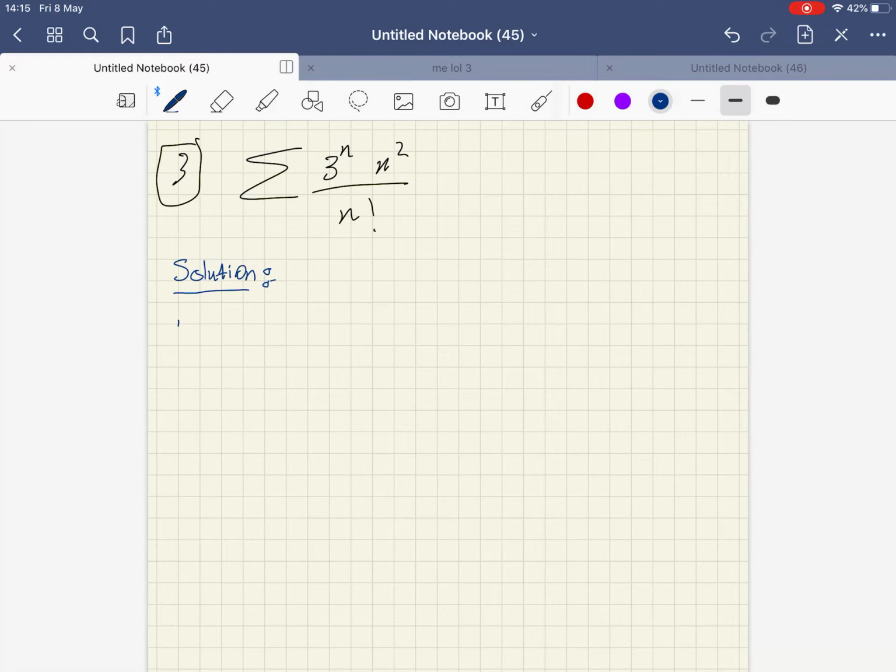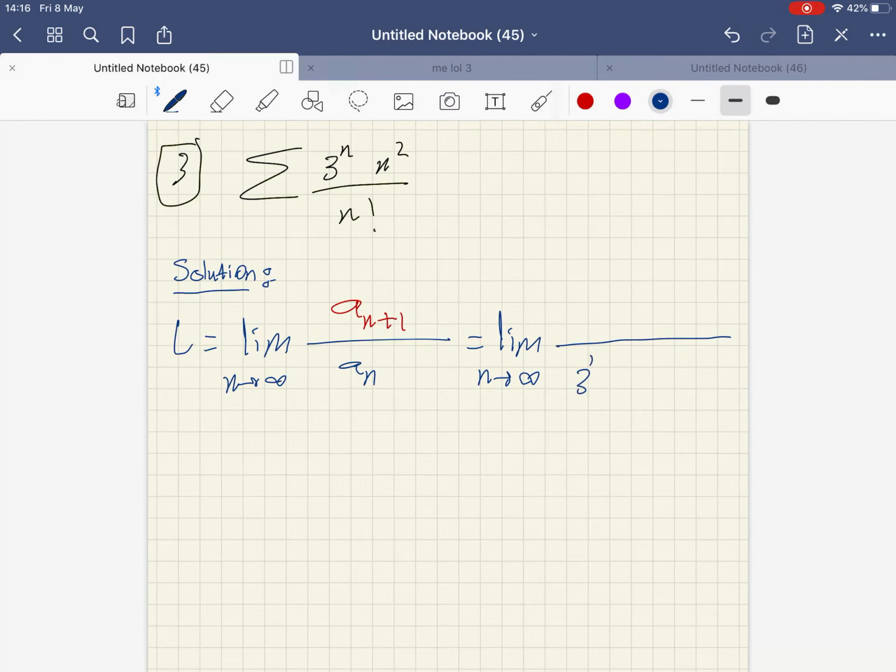For the ratio test, we need to find the limit as n goes to infinity of a_(n+1) over a_n. On the top we write everything the same except for n, where we write n plus 1. a_n is 3^n n squared over n factorial. a_(n+1) is 3^(n+1) (n+1) squared over (n+1) factorial. That's how we do a_(n+1) over a_n.